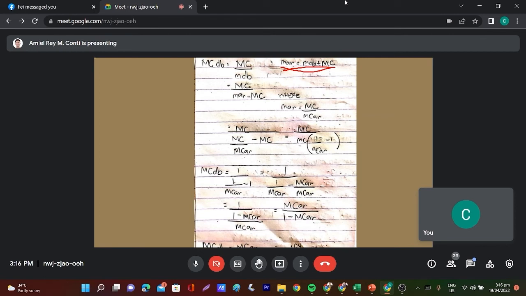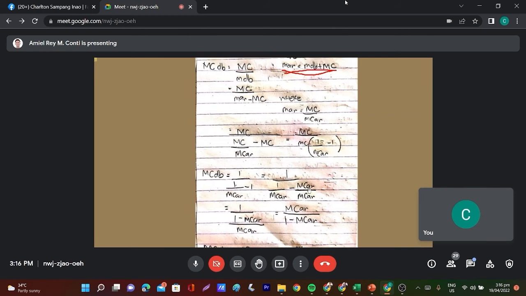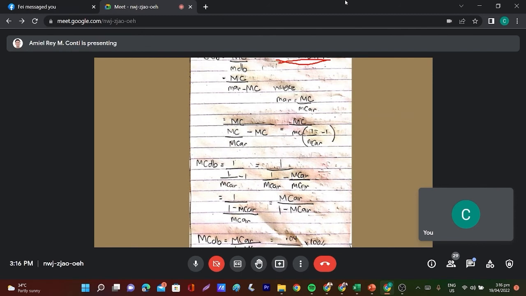Then, equal siya sa 1 over moisture content as received minus moisture content as received over moisture content as received. Wala naman siguro nalabag na rules or law, kasi moisture content as received over moisture content as received equal din yan sa 1, di ba? Kasi both numerator and denominator are equal. Parehas lang, magiging 1 lang din yan, di ba?